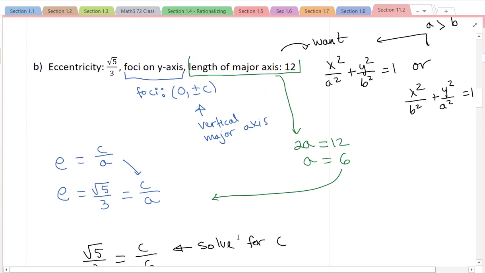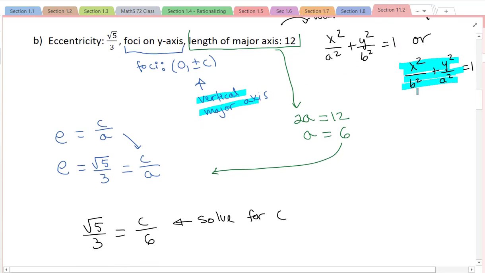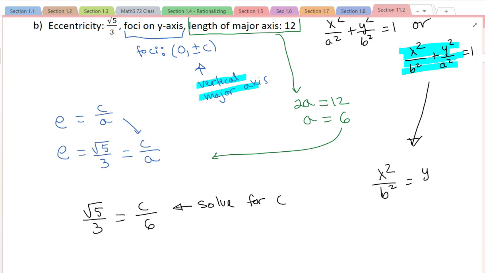And let's see, what are we after? So remember, we're after this equation. Now that I know that the major axis is vertical, I know that we want this equation. So I have a, so let's write it down. I'm going to have x squared over b squared plus y squared over a squared. We just found a to be 6, so over 36 is equal to 1. So we're looking for b.